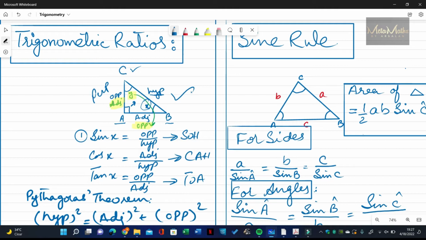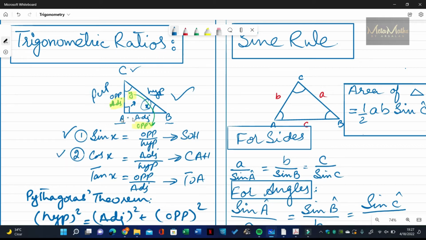A right angle triangle is only used in trigonometric ratios, okay? No other kind of triangles. Then our first trigonometric ratio is sine x, normally written as sin x, and read as sine x, right? The formula is opposite over hypotenuse, okay? So this is our first trigonometric ratio. Sine x is equal to opposite over hypotenuse. Similarly, the second one is cos x, which is adjacent over hypotenuse.